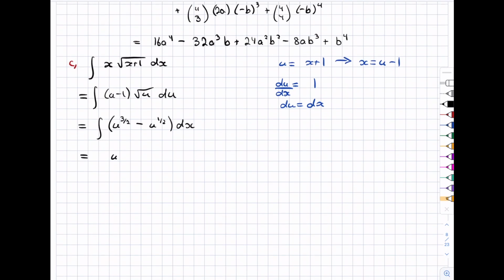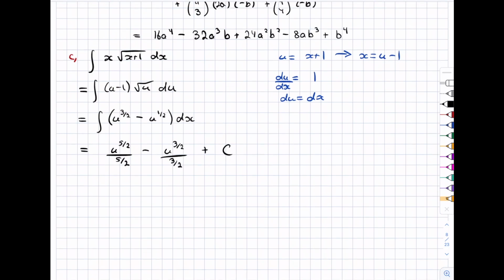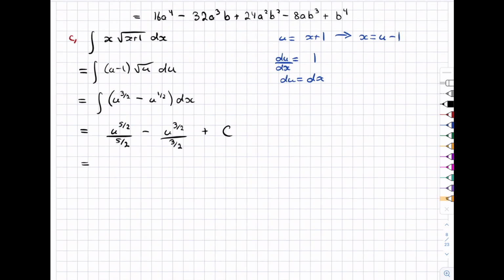Okay, we get u to the 5/2. We're adding 1 to the power and we divide by that new power. Once again, add 1 to the power and divide by the new power. And of course, we need a plus c because this is an indefinite integral. I will tidy up those fractions in the denominator, flip them and multiply by them. So that'll be 2/5 u to the 5/2 minus 2/3 u to the 3/2 plus c.